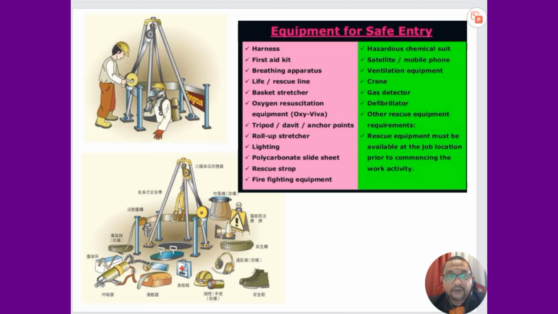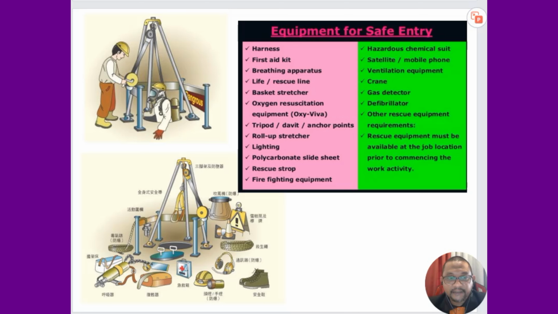And number 10, work platforms and ladders. Ladders provide safe access to and from vertical confined spaces. Platforms help with stability and movement in the confined spaces where the floor may be hazardous or uneven.